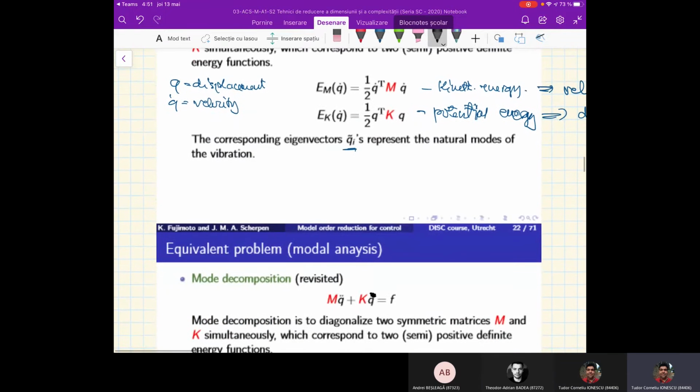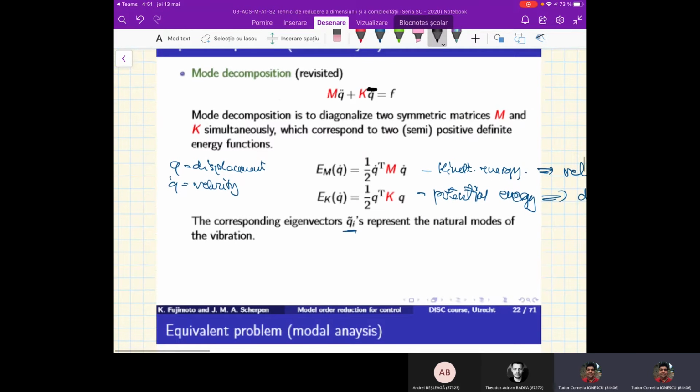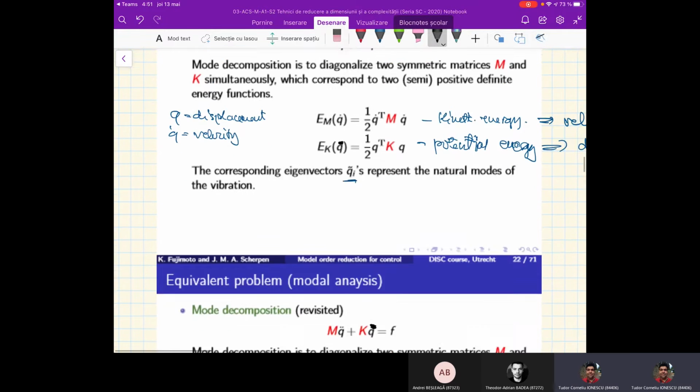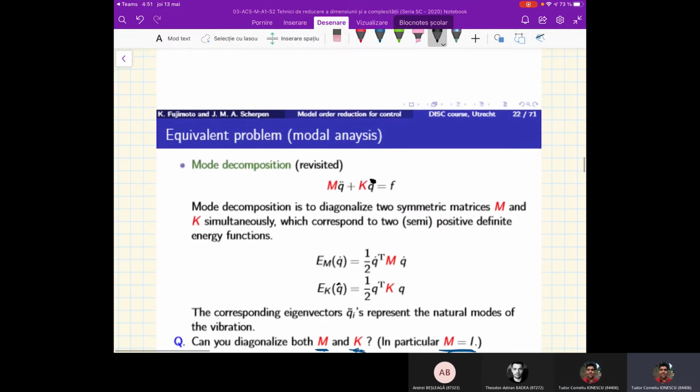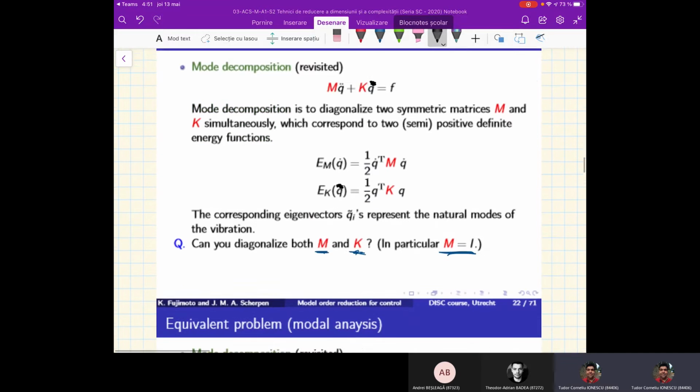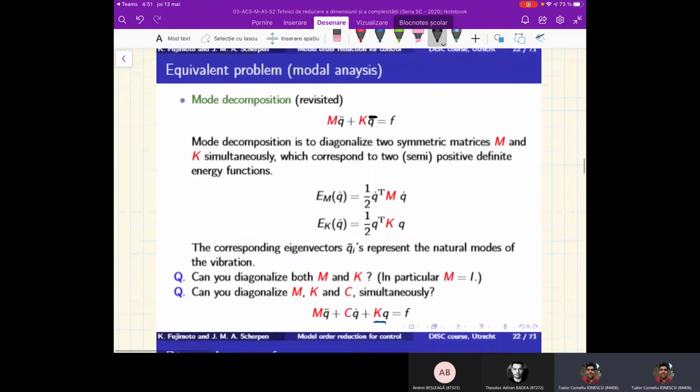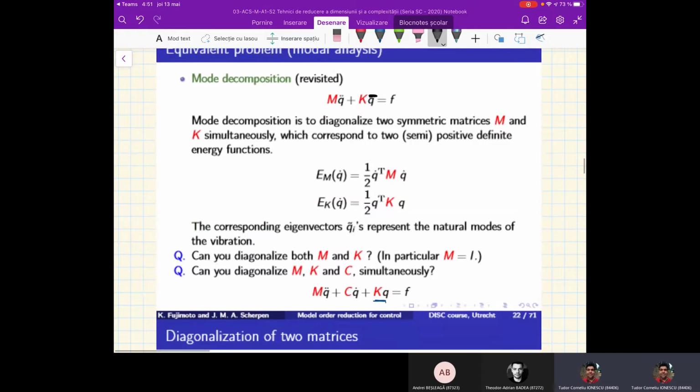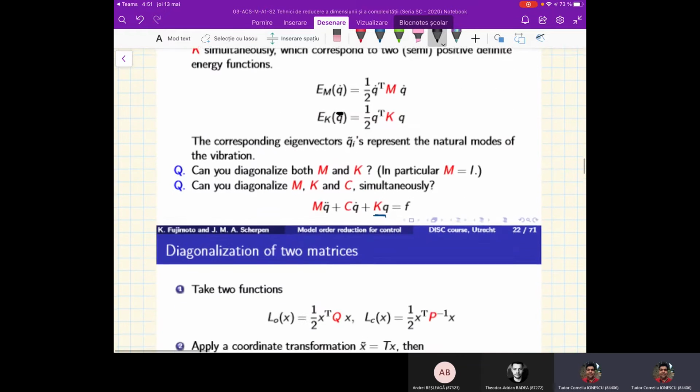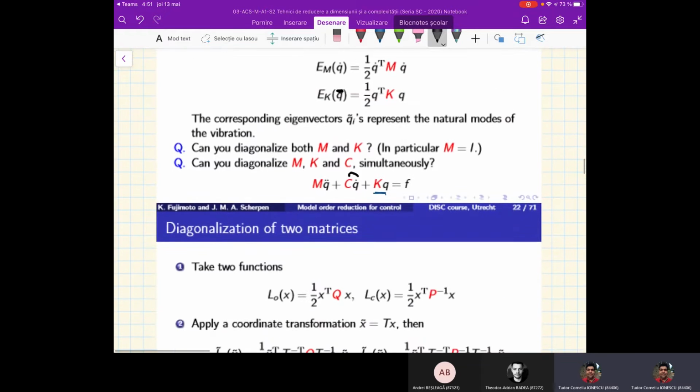Okay. This is I, and I don't know why this is Q dot either. It should be EMQ. Okay, these are mistakes. This is again the same. Now this is a general case. Now you're adding damping. This is damping. Now you're adding damping.